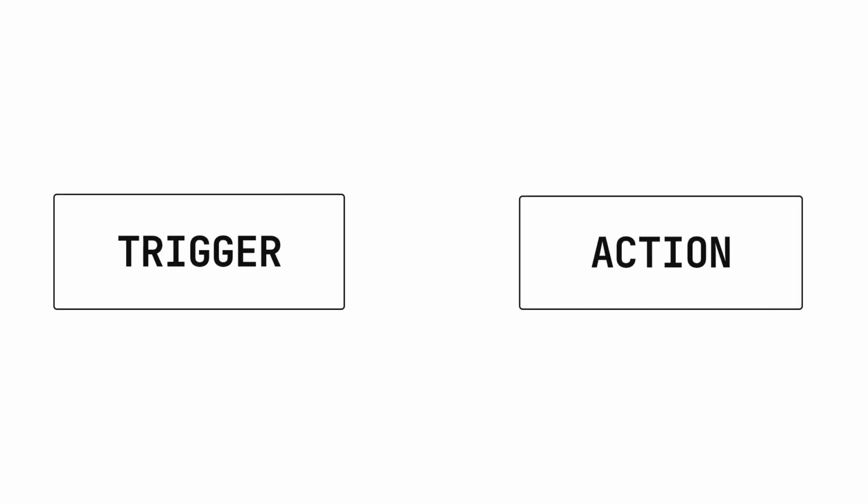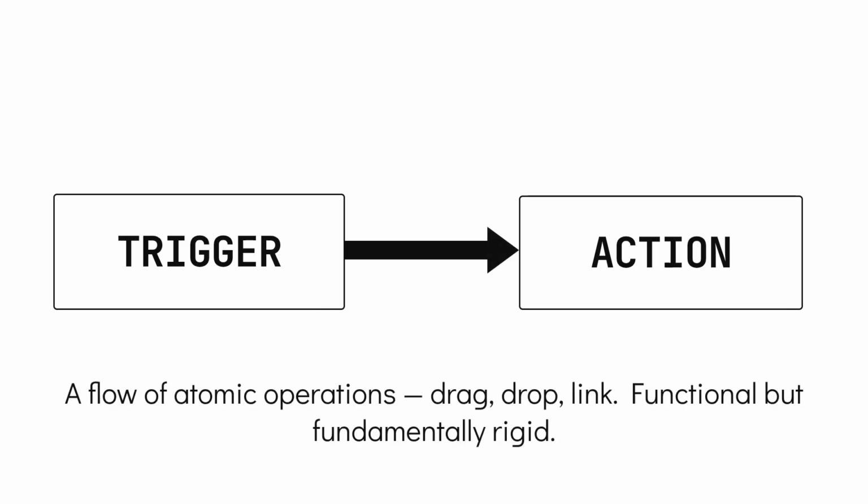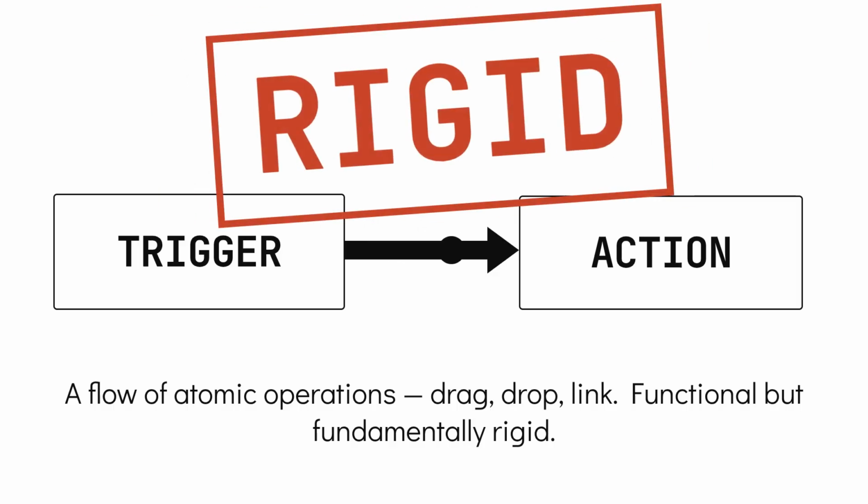Visual automation tools are built entirely around a flow of atomic operations. You have to drag and drop those operations and then manually link them together to show how information moves between them. This is great to visualize and understand how the automation works, but this approach is very rigid.